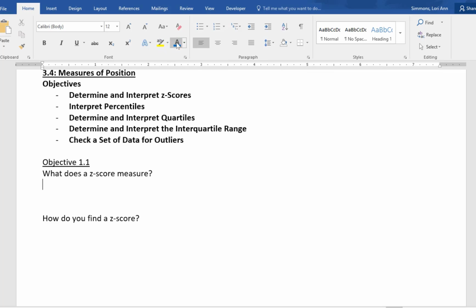So what does a z-score measure? It is the number of standard deviations an observation is above or below the mean.